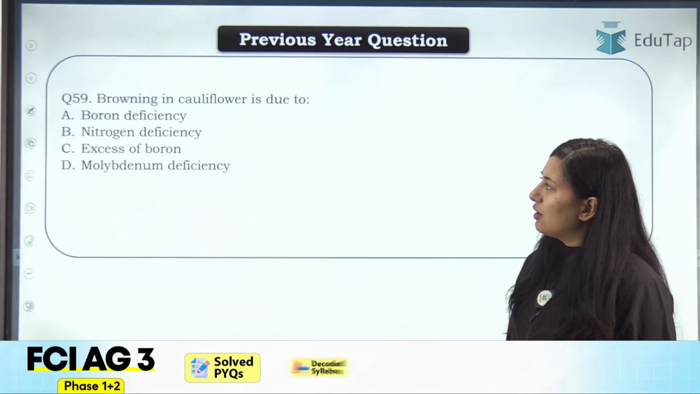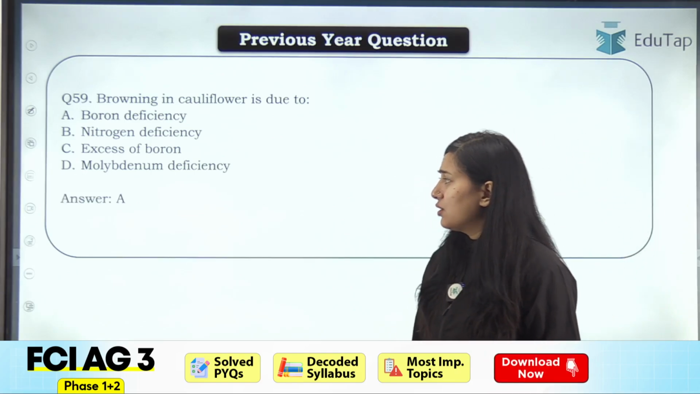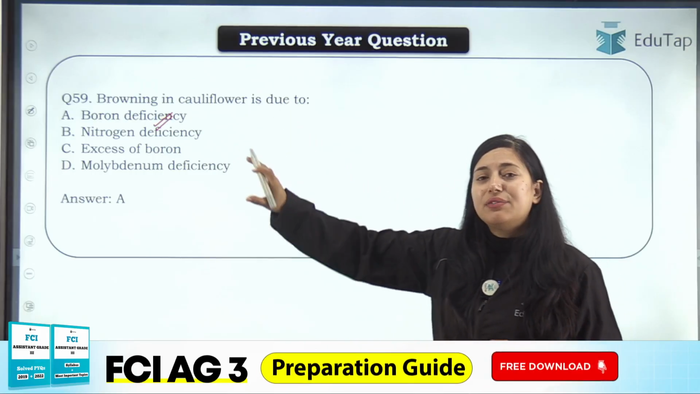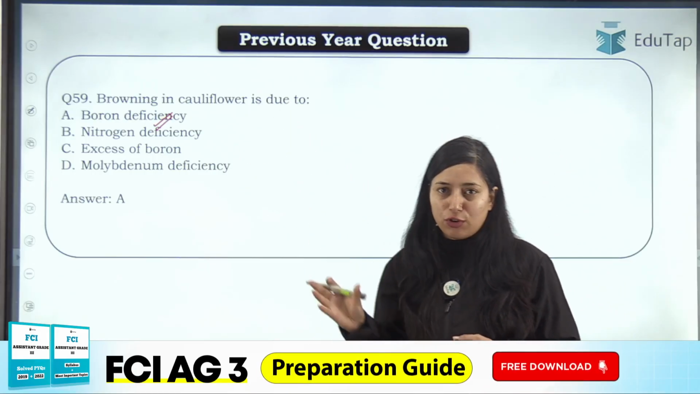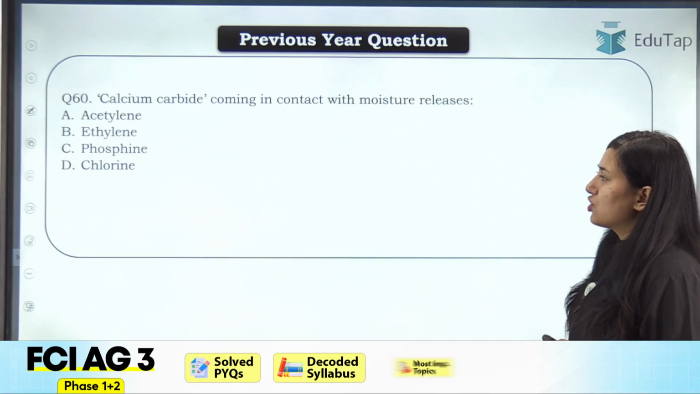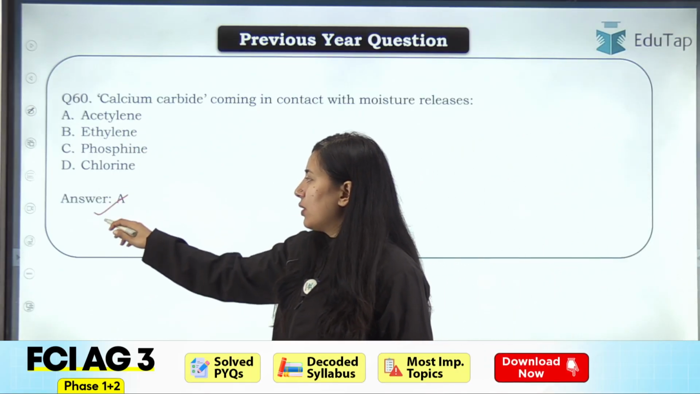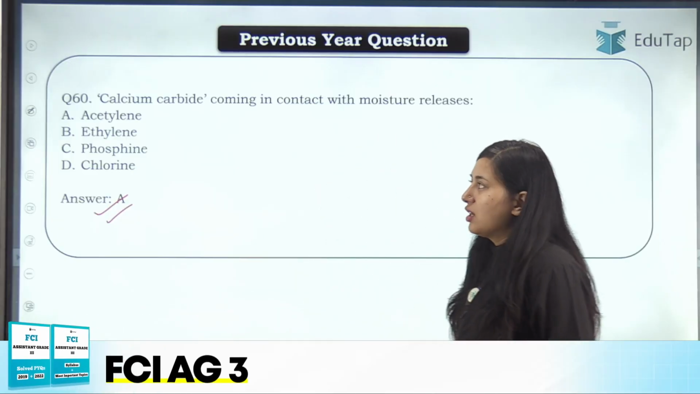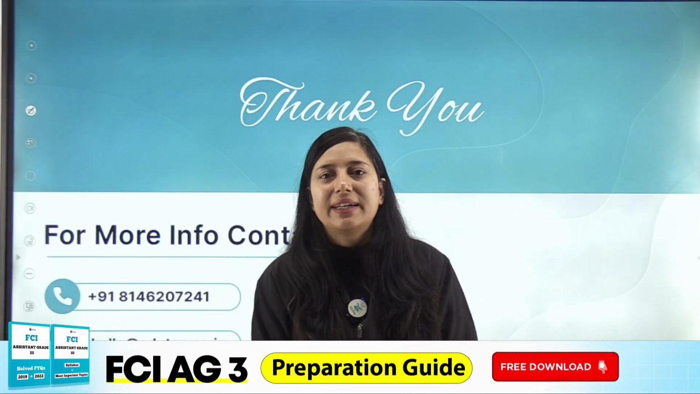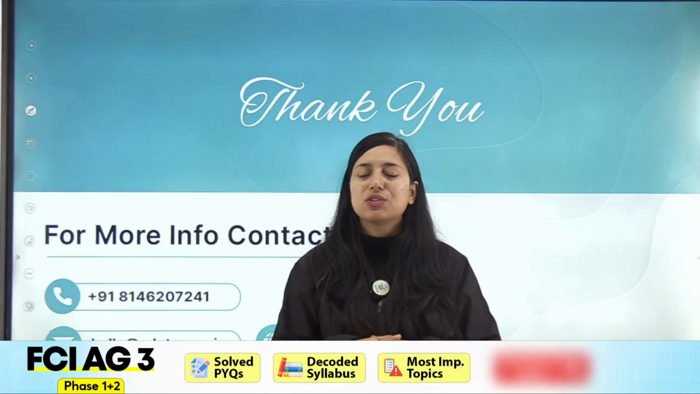Next is browning in cauliflower, which is again a deficiency disease seen due to deficiency of boron. If there is a boron deficiency in cauliflower, we will see browning of the cauliflower. Next is, calcium carbide coming in contact with moisture releases acetylene. So this was the last question from this particular part, and with that we have completed your 2015 paper. I hope this was helpful to you.